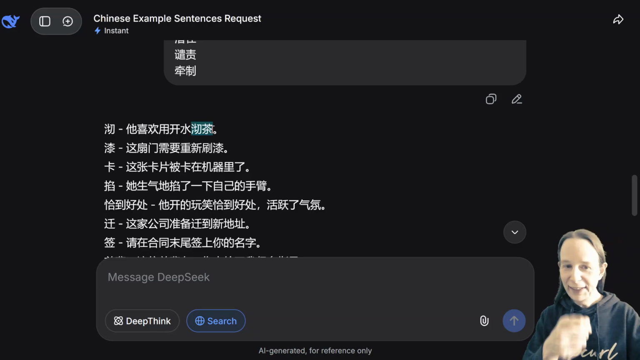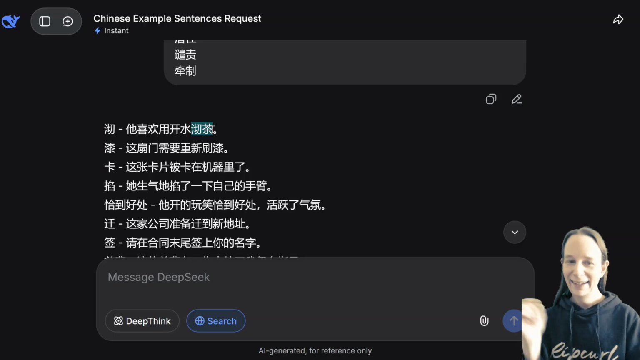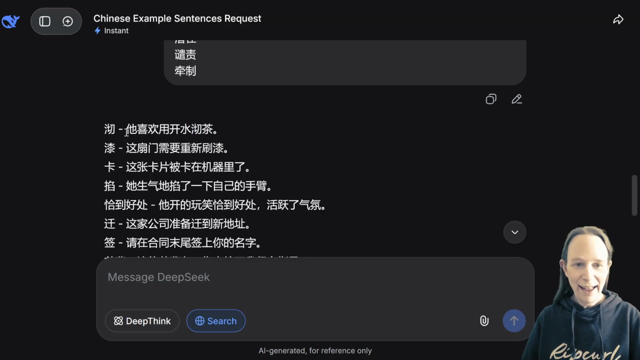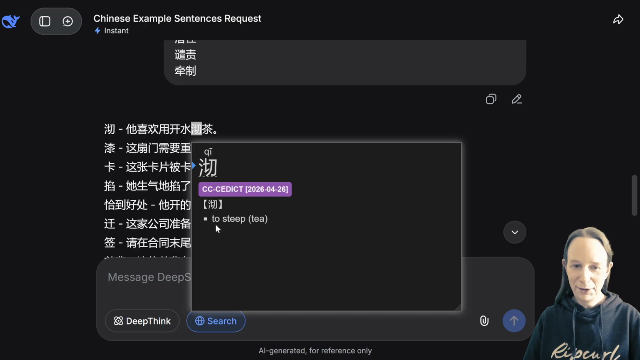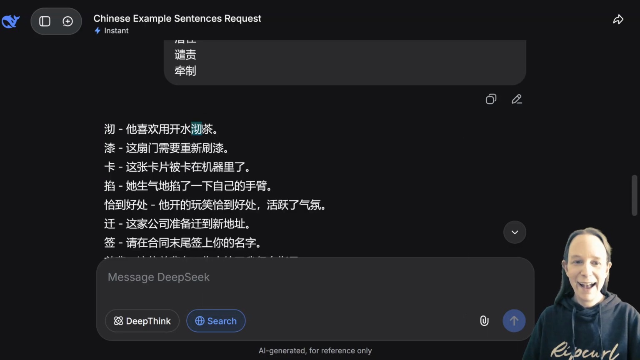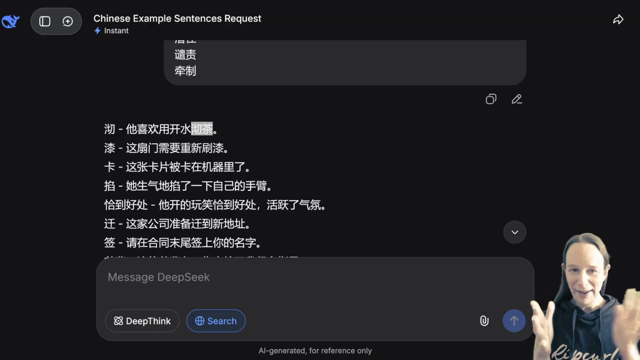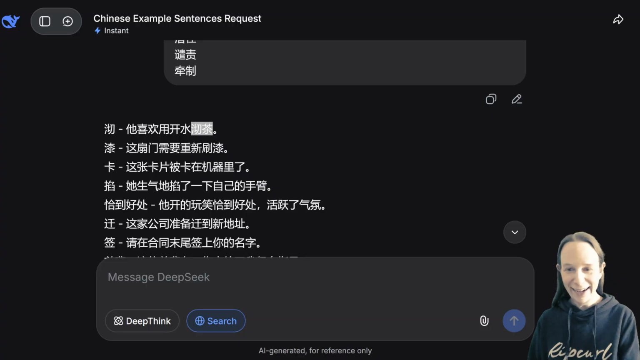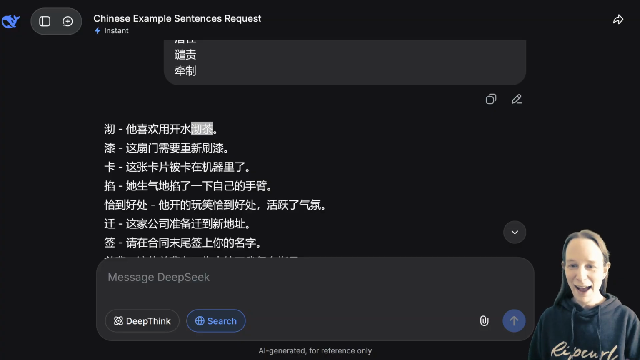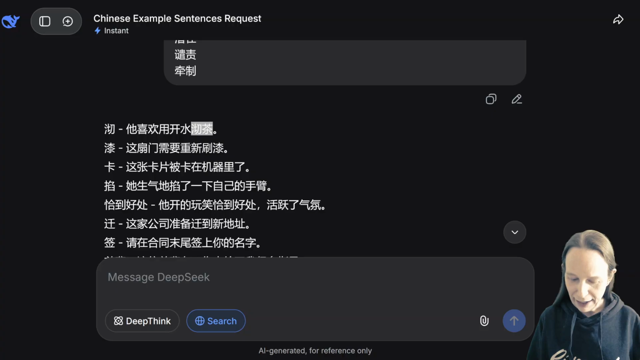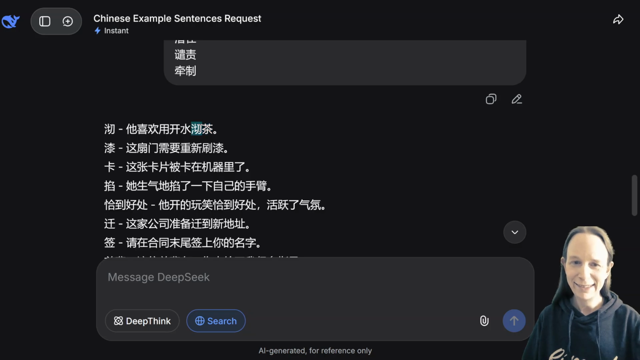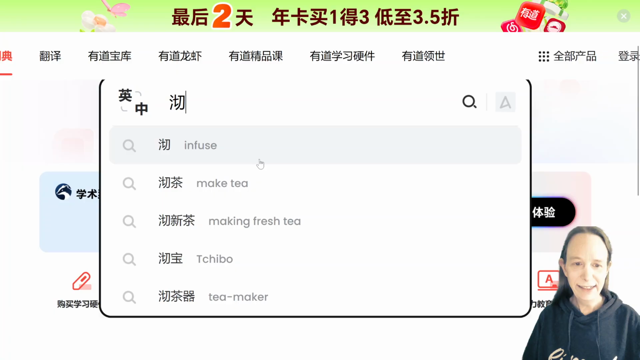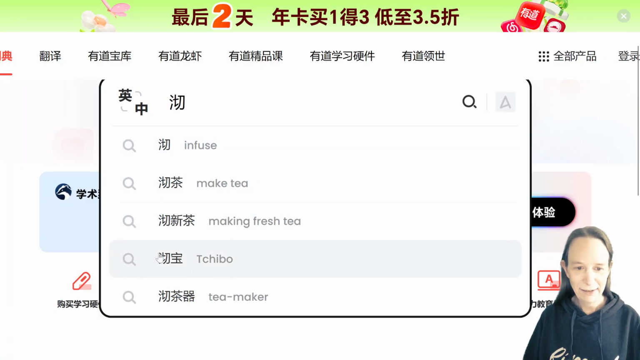Qi is specifically in this collocation here. 他喜欢用开水沏茶, to steep tea. That's all you need to know about this word qi as far as I know. I'll take a quick look in the dictionary, but I don't think there's anything else. Yeah, the dictionary says 用开水冲泡 and the example is qi cha. Can you qi anything else? Not really. Qi cha, qi xin cha. Don't know what that is.